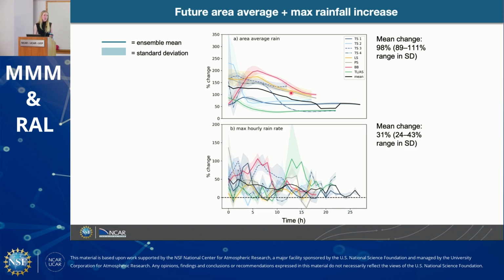We also looked at the change in the maximum hourly rain rates, which does show an increase. So on average, it increases by 31%, but you see a lot more variability in the standard deviation due to the fact that maximum hourly rain rates tend to be a noisier field in general. So there's a little bit more uncertainty in what those future changes are.